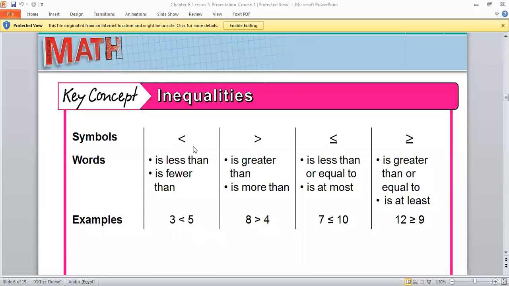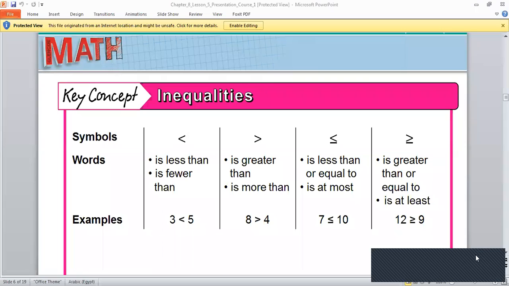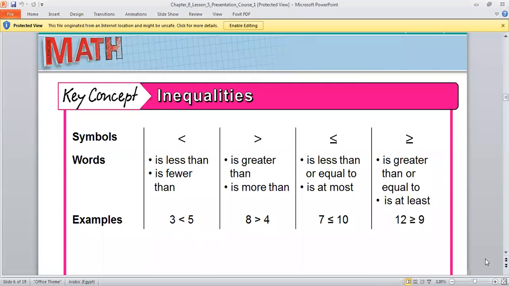Again, this symbol, grade 6, is read as is less than. So this symbol is read this way. I can read it is less than or is fewer than. And I can read an example like this: I have 3 is less than 5.